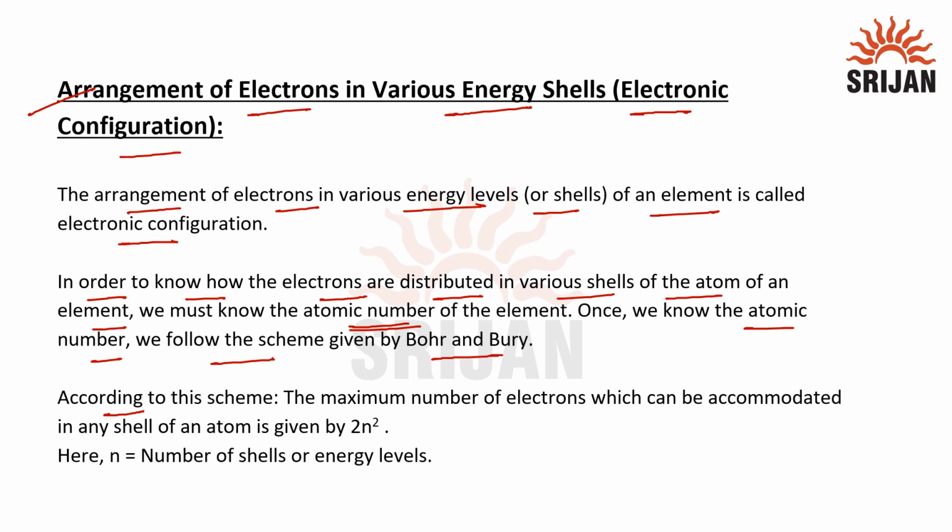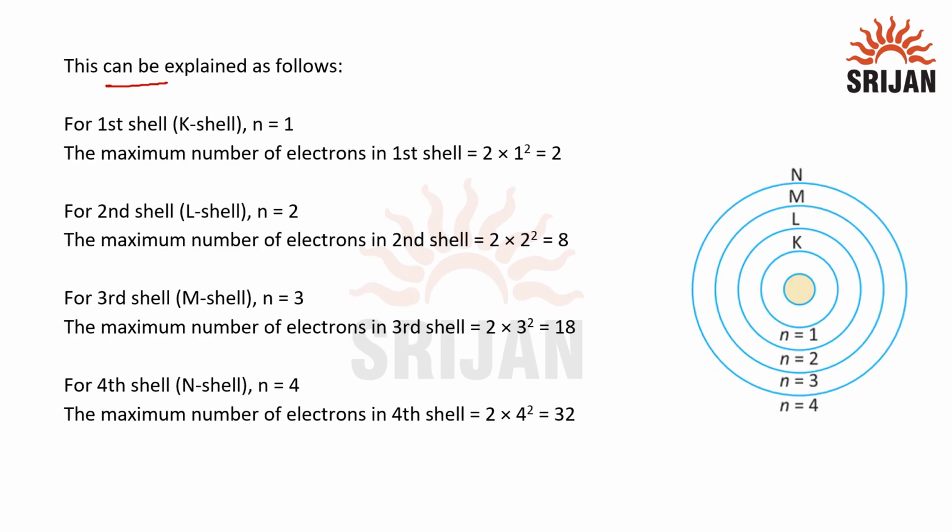According to this scheme, the maximum number of electrons which can be accommodated in any shell of an atom is given by 2n², where n is the number of the shell or energy level. This can be explained as follows. For the first shell, that is K shell, n is going to be 1 and the maximum number of electrons is going to be 2. That is 2 into 1², which gives us 2.